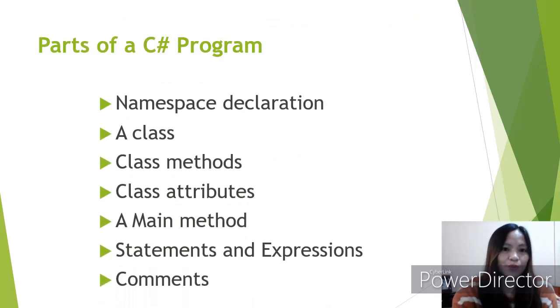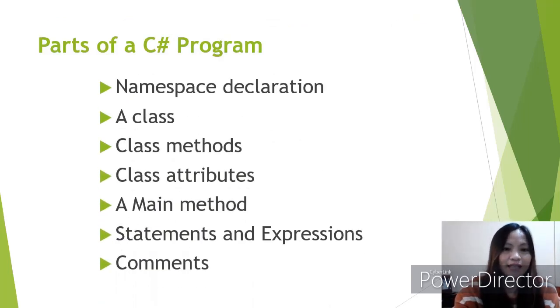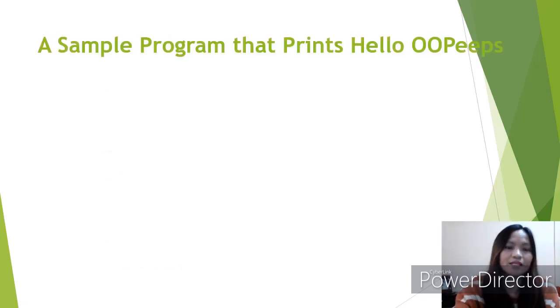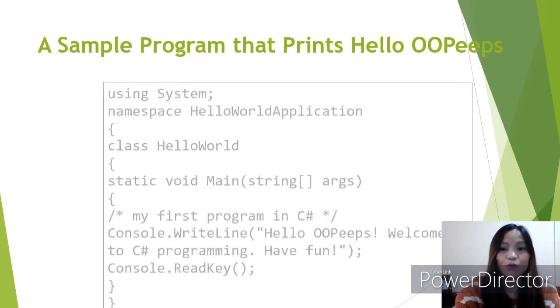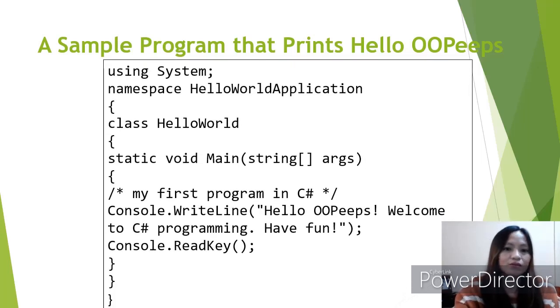Parts of a C# program: namespace declaration, a class, class methods, class attributes, a main method, statements and expressions, and comments. I have identified all these parts during our previous session, but I will identify them again later when I show you again the sample programs. This is a sample program that prints hello OOPIPS. So, a very simple program that will print hello OOPIPS, welcome to C# programming, have fun.